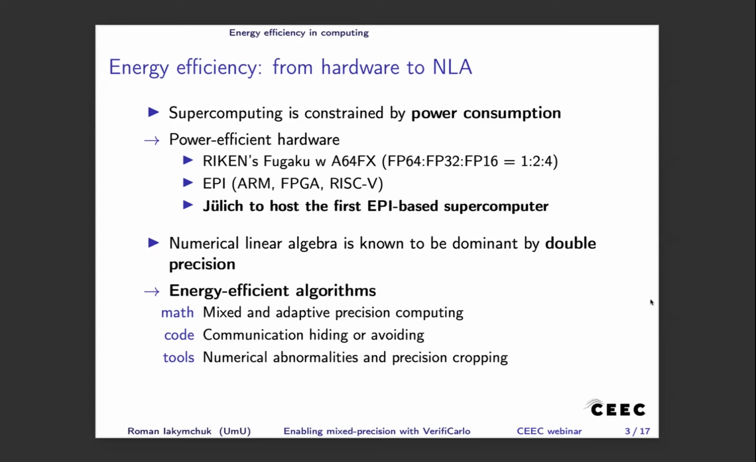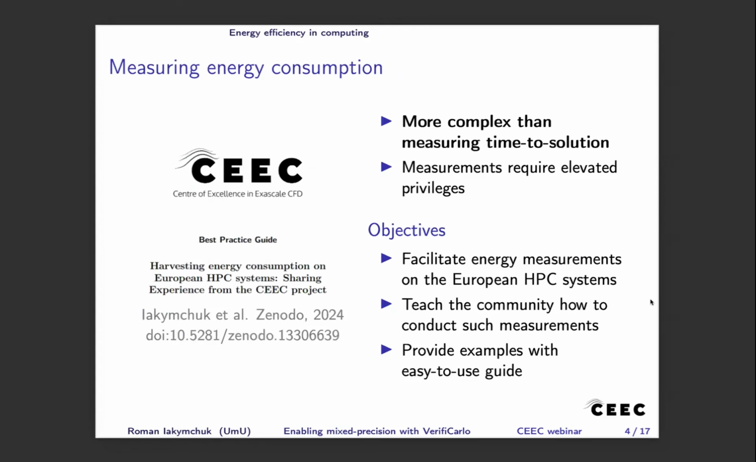But if you want to develop energy efficient algorithmic solutions for linear algebra, we need to think about how to mix and adapt precision. How to make sure that our solutions work for different test cases and do some smart parallelization to avoid synchronization, as communication is a killer. And also how to use tools such as VerifiCarlo or other tools to do profiling to gain high performance, to detect abnormalities and to guide us on how to crop precision. We have prepared this best practice guide because we noticed that it's not as easy to measure energy to solution as time to solution.